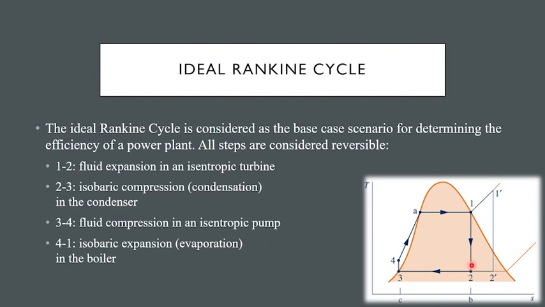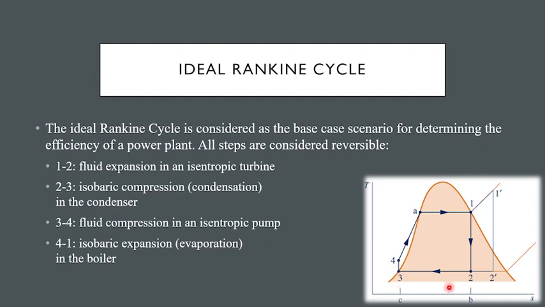Stream 2 is a saturated mixture of vapor and liquid because it is inside the curve here. If we have access to the actual temperature entropy diagram of the working fluid, you can determine the values of the properties at stream 2 by using the lever rule, by determining the quality of your stream. From step 2 to step 3, we have isobaric compression, which is our condensation step.